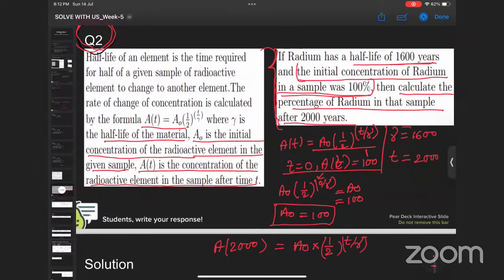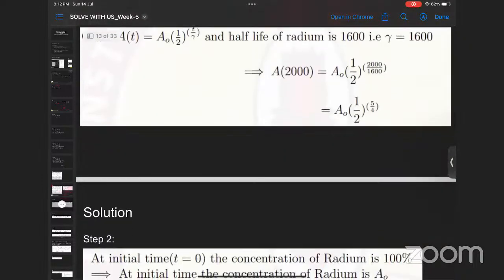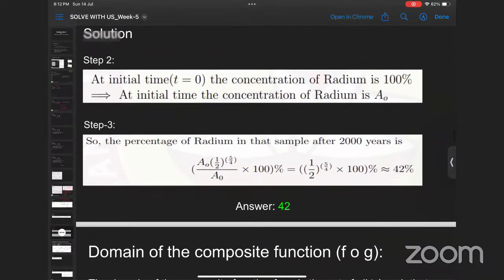And do you know both values for T and gamma? And also A naught we know. So it is 100 into half power 2000 by 1600, right? Now you can calculate it and it will be probably 42. Is it fine? Here the answer is given with this PDF. Yeah, this is 42. So this is the right answer. So any doubt with this question?